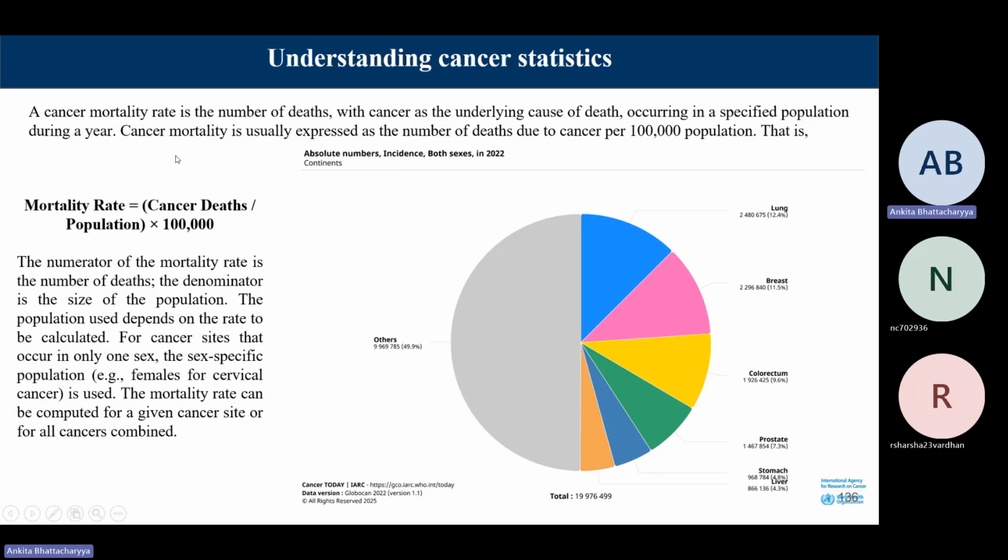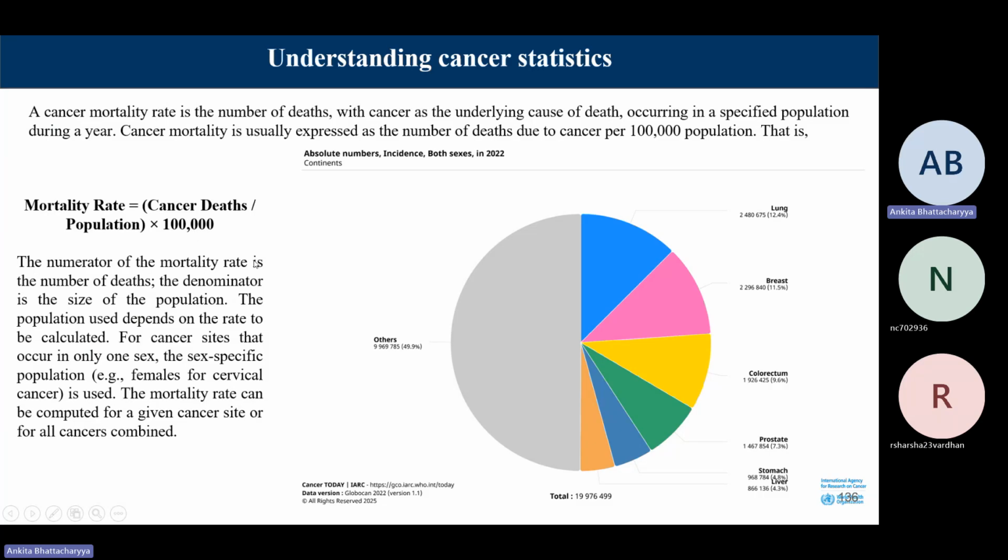So, cancer mortality rate is the number of deaths with cancer as the underlying cause of death that occurs in a specific population during a year. It is usually expressed as the number of deaths due to cancer, again, per 100,000 people in a population. So this is the statistic used. Mortality rate is cancer deaths per population into 100,000.